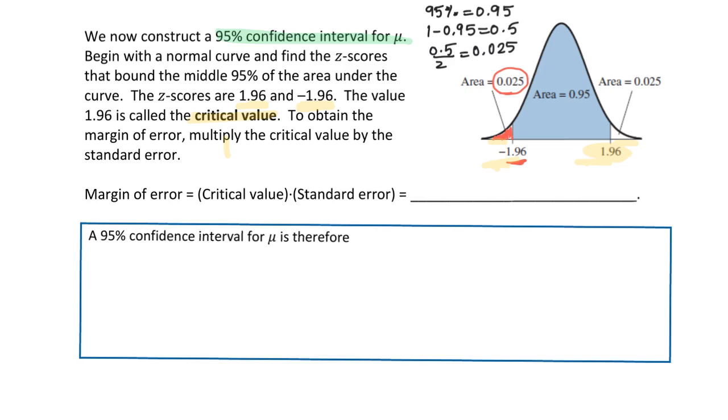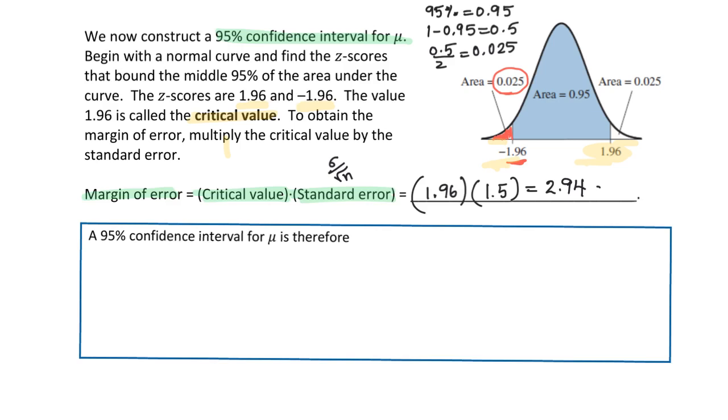To obtain the margin of error, multiply the critical value by the standard error. So margin of error is critical value times the standard error. So 1.96 times the standard error, 1.5, is equal to 2.94. We calculated the standard error in the previous page using the formula sigma divided by square root of n.